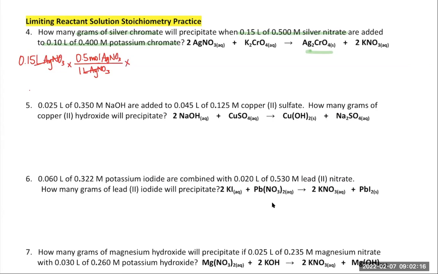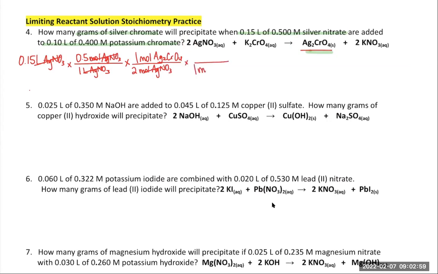All right, my next step now is to relate that silver nitrate from the balanced equation to the silver chromate. And this is a 2-to-1 ratio. So I will use that for my conversion factor here, my mole ratio. So for every 2 moles of silver nitrate, I will produce 1 mole of silver chromate.